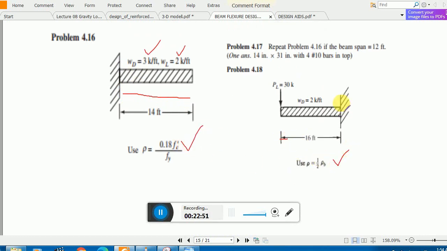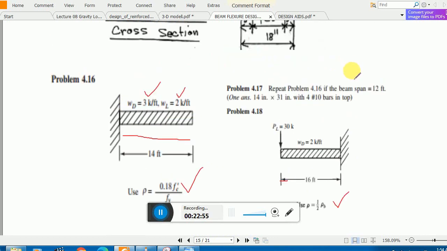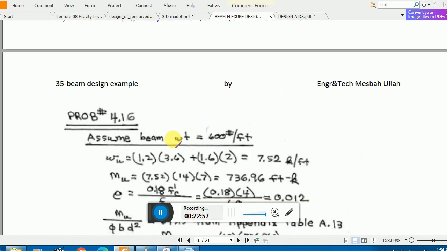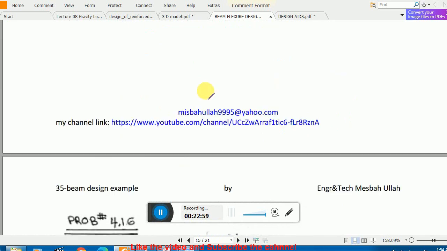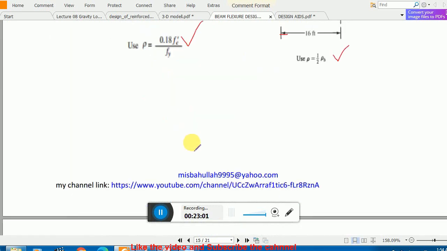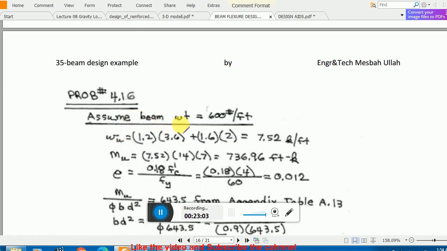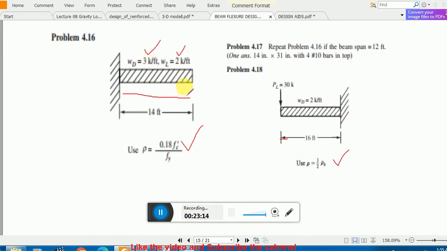The rho value is given, clear, and all the rest of the things are the same. Okay, the rest of the things are the same. So this is 4.16, this example 4.16, clear. The beam weight is assumed, the dead load is calculated. Okay, in the same way mu is calculated. You already know in the case of a cantilever beam how we can calculate the maximum moment. The maximum moment will be here.